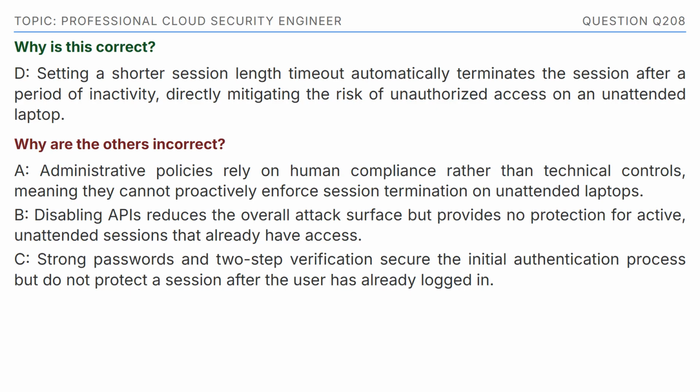Why are the others incorrect? A. Administrative policies rely on human compliance rather than technical controls, meaning they cannot proactively enforce session termination on unattended laptops. B. Disabling APIs reduces the overall attack surface but provides no protection for active, unattended sessions that already have access. C. Strong passwords and two-step verification secure the initial authentication process but do not protect a session after the user has already logged in.